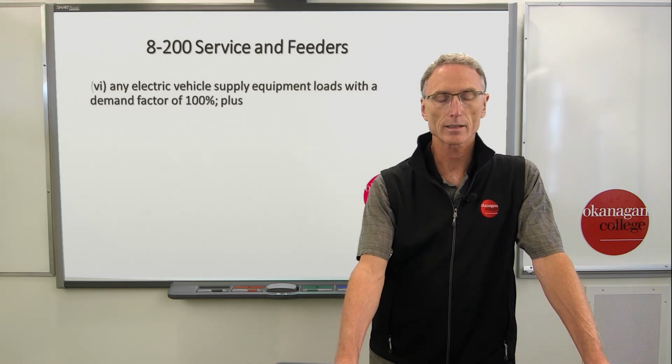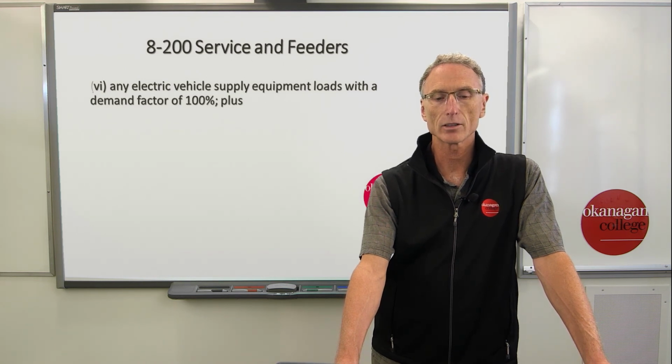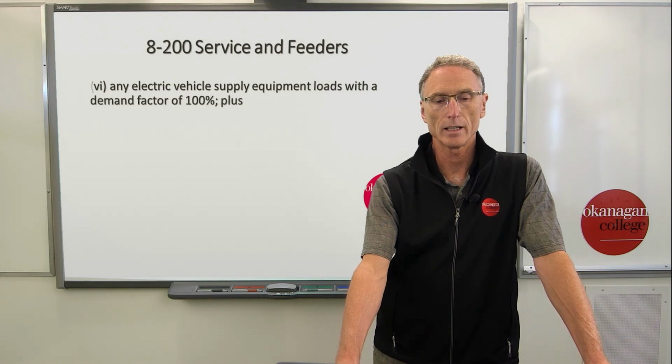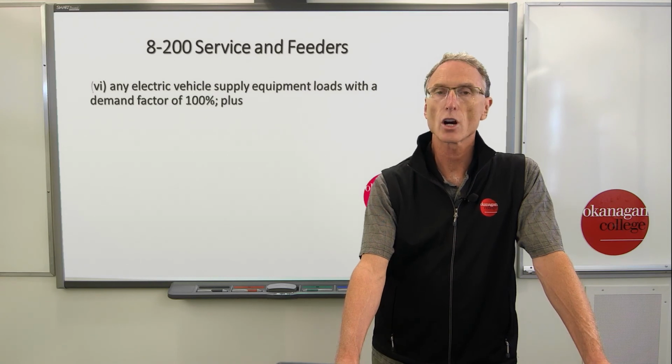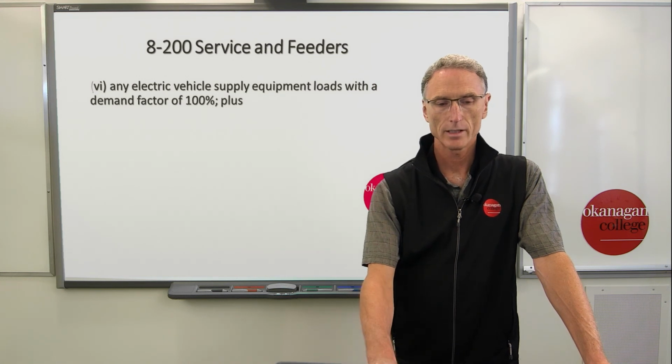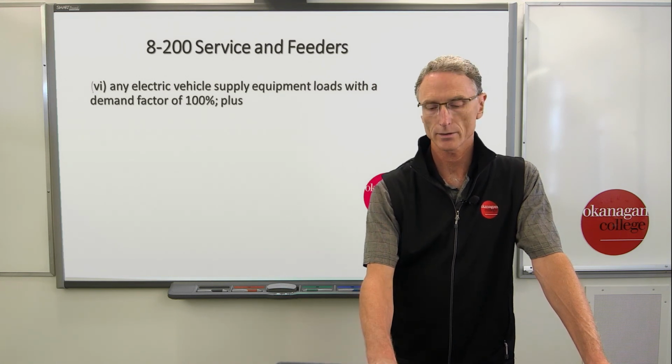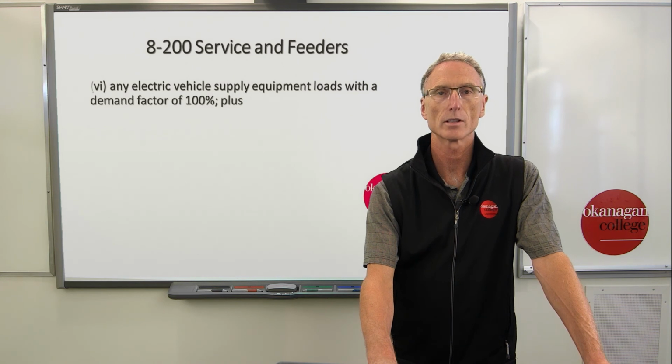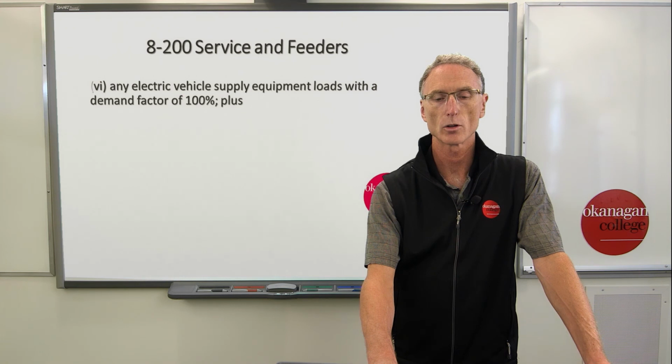Next rule, subrule 6 of A, tells us that any electric vehicle supply equipment loads are taken with a demand factor of 100%. So these are charging units and so on. We have to take those at 100%. This is a fairly new rule because electric vehicles obviously are fairly new, and we now have to start allowing for those chargers in our homes. So any of those will be taken at 100%.